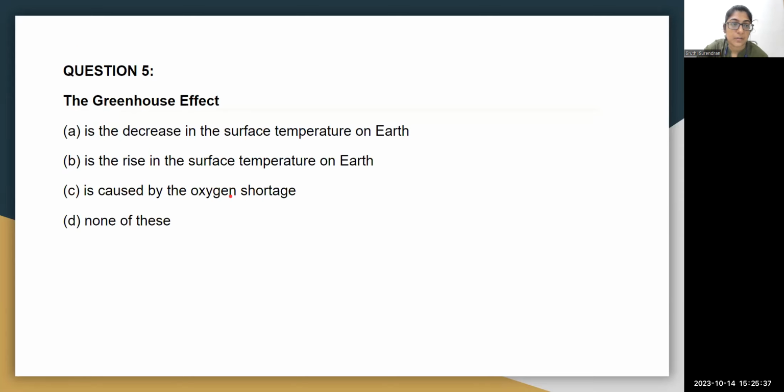The next question, what is the greenhouse effect? We discussed enough about what is global warming, what is causing global warming, what are greenhouse gases and greenhouse effect as well. So which out of the following is the greenhouse effect? Is it the decrease in the surface temperature, rise in the surface temperature, oxygen shortage, or none of this?